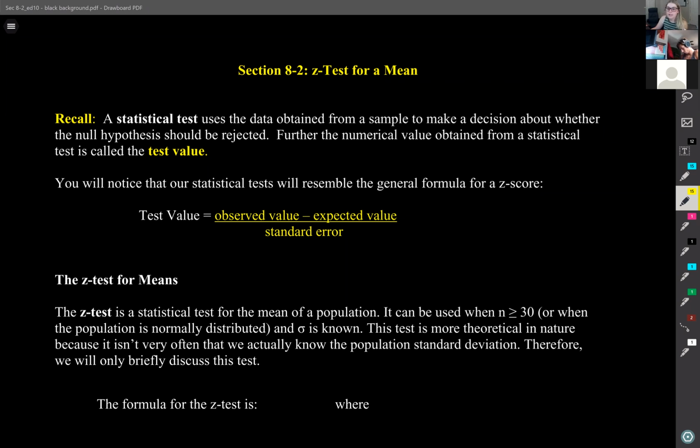There are different types of tests, and these are different ways to compute a test value and how to decide to reject the null or not. We use the z-test when we know the population standard deviation. This might sound familiar because when we were doing confidence intervals, we would use the z-distribution if we knew the population standard deviation. And if not, we would use the t-distribution. Similar concept here on why we're using the z-test.